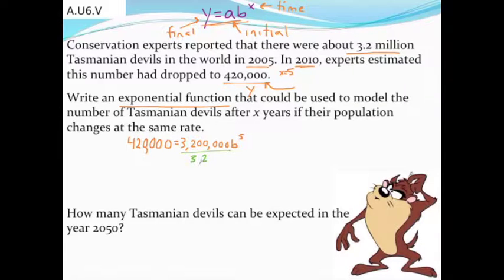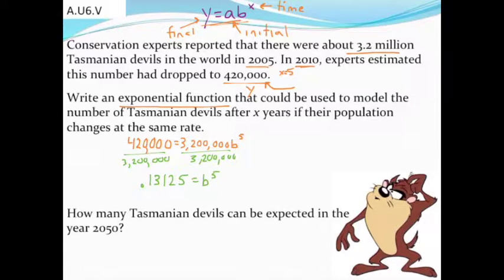Let's write the whole thing out. Divide both sides by the 3.2 million. Pause, you can type that in your calculator. When I do that, I come out with about 0.13125, and that's equal to b to the 5th power.